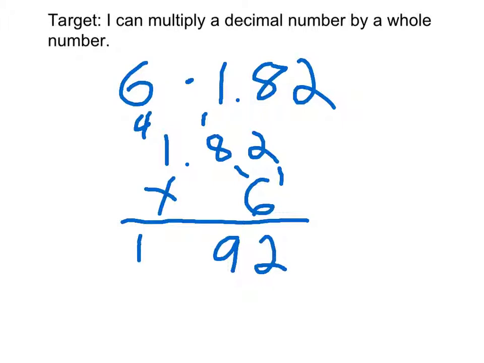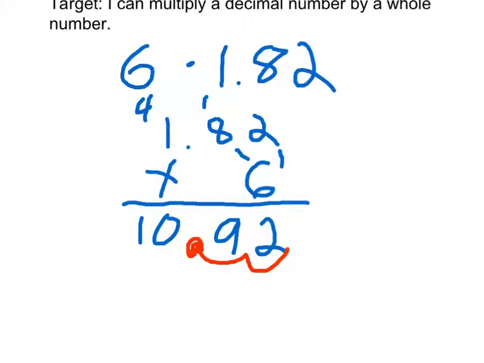Plus 4 is 10. And then the last step to multiplying decimals is you're going to look how many spots past the decimal point are my original numbers. And we have 6, which is no spots past. There's no decimal point here, but then 82, which is 2 spots past. So I have to take my answer and go 2 spots backwards. So my answer is 10.92.